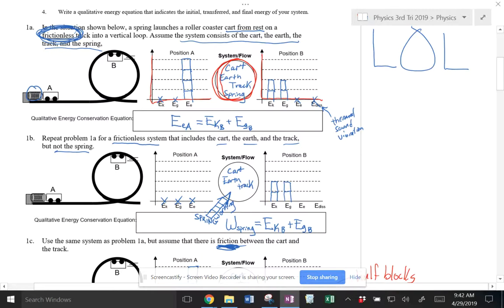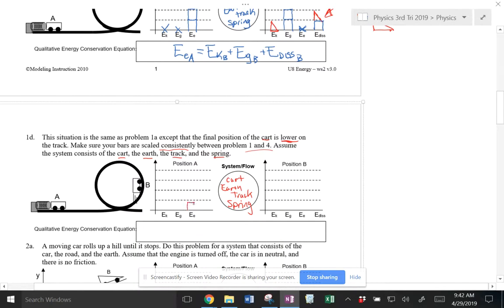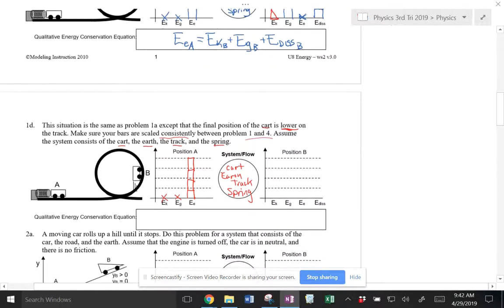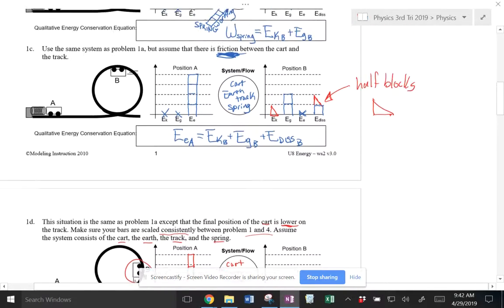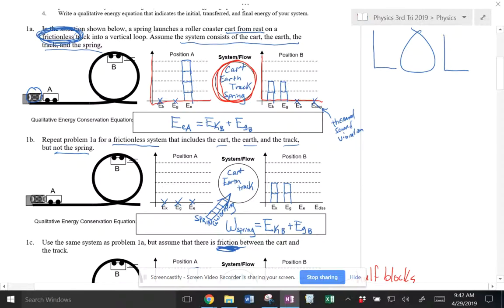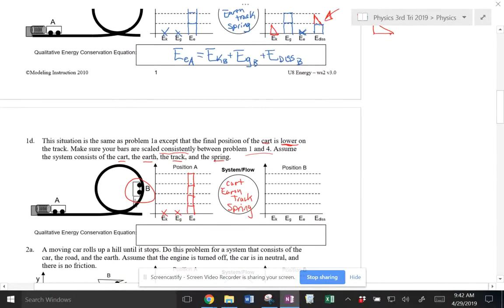So if you go back and look at part 1A, I've got 4 blocks of EE. So I want to have 4 blocks of EE down here. No EK, it's not moving at position A. No EG, it's at its lowest position there. And then we move on to position B. The difference here is position B is not as high up. I've been calling position B at the top of the loop 2 blocks. Position B that's only halfway up the loop, I'm only going to give that 1 block.